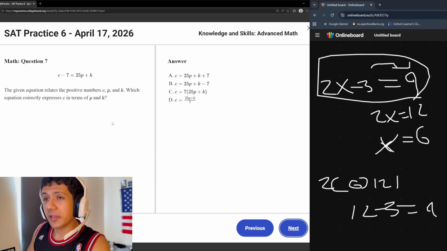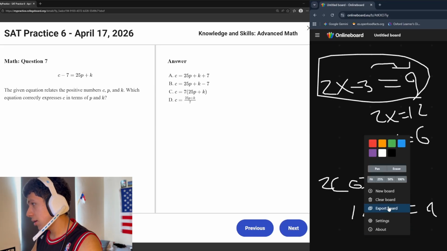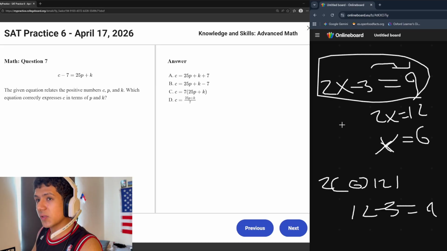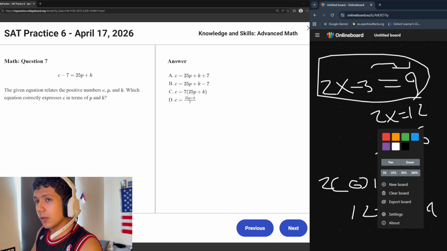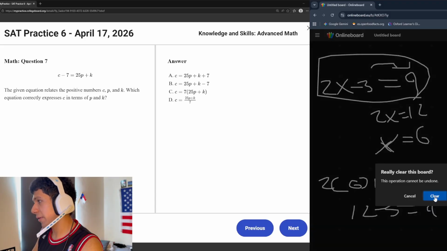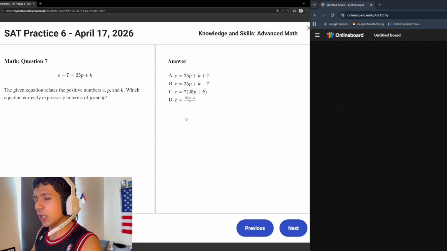The given equation relates the positive numbers c, p, and k. Which equation correctly expresses c in terms of p and k? Alright, so p and k, correct. So if we want to express something in terms of p and k in this case, that something that we want to express, we have to get it by itself. We have to isolate it. That's why in all the options, c is by itself on the left side.